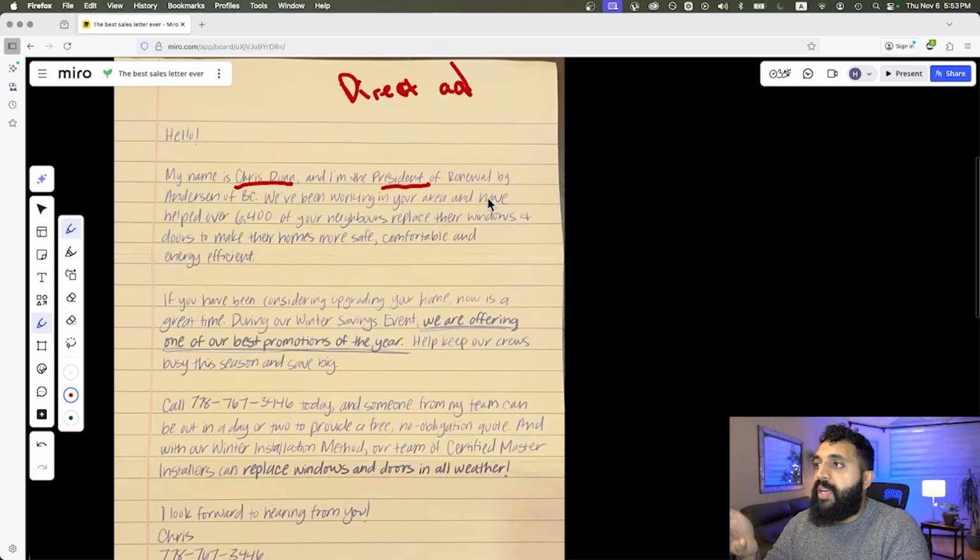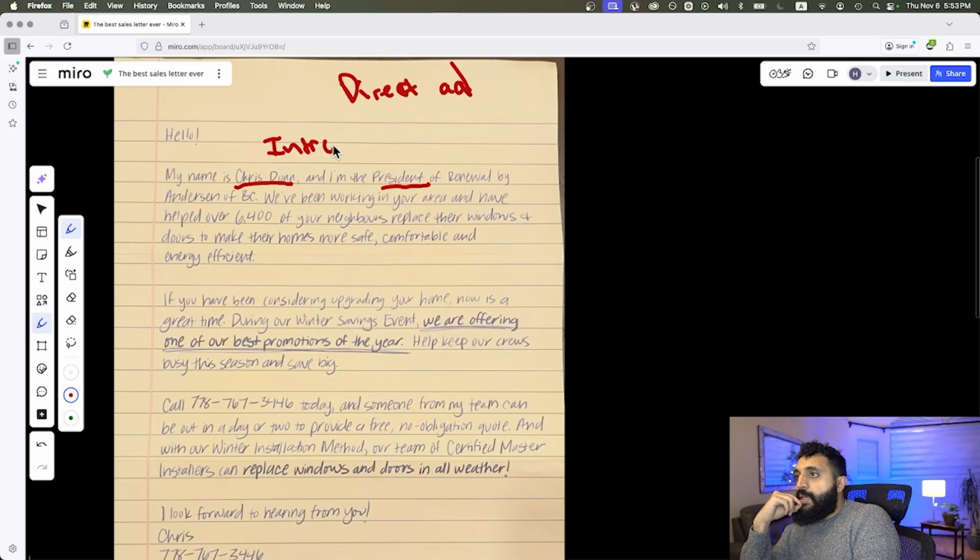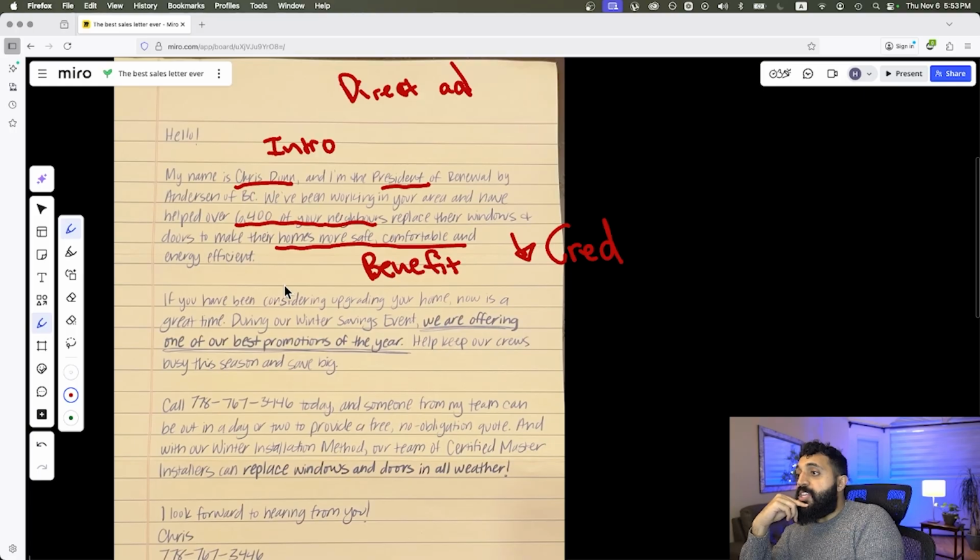It's not putting in a bunch of fluff like, hey neighbor, I was just walking around your property and I noticed yada yada yada. No, it's getting directly into, hey, this is who I am, intro. Okay, it's getting into really credibility, right? 6,400 of your neighbors have replaced their windows into more safe, comfortable energy. So this is essentially getting into cred, okay? This is also getting into the actual benefit that's to be had by continuing to read.